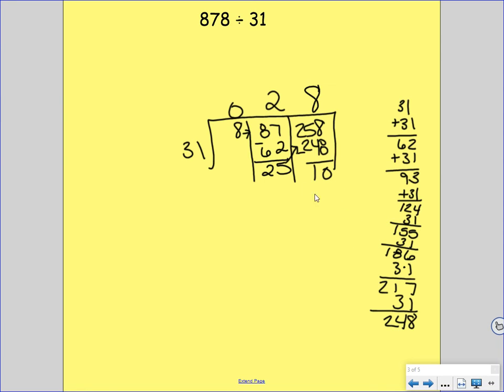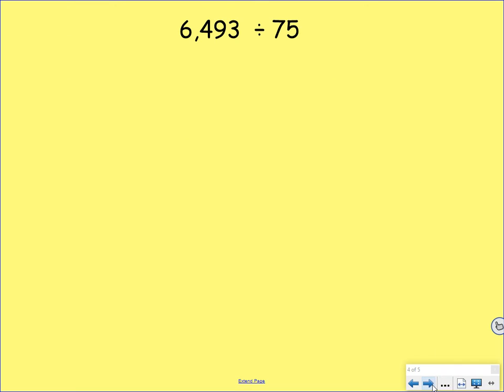Now what do we do with this 10? Well, for this lesson, I'm just going to have you write remainder 10. We're not going to worry about the remainders right now. We're simply going to put it up there. So our answer to 878 divided by 31 is 28 with a remainder of 10. So use this strategy if it helps. I'll show you another one in the next problem.